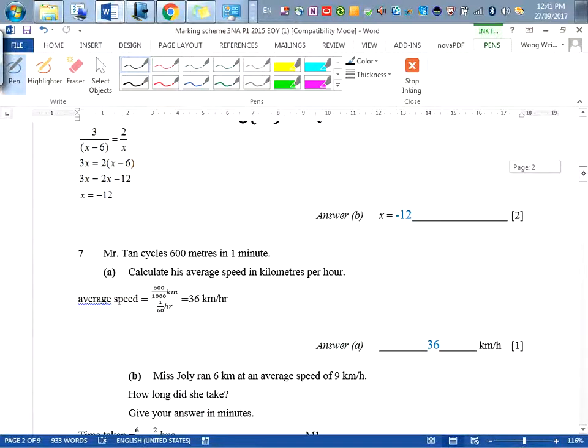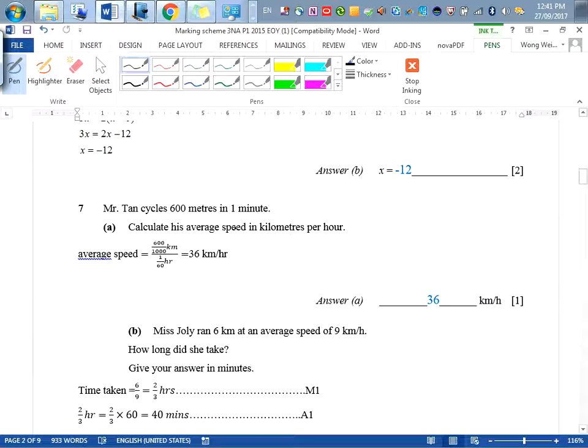Question 7. Average speed. This is total distance over total time. But is there a problem? Yes, there is. They wanted it in kilometers per hour. So I know that the average speed is supposed to be 600 meters in 1 minute. My issue now is to convert this to kilometers per hour. Okay, 600 into km and then minute into hour. How do we do that?